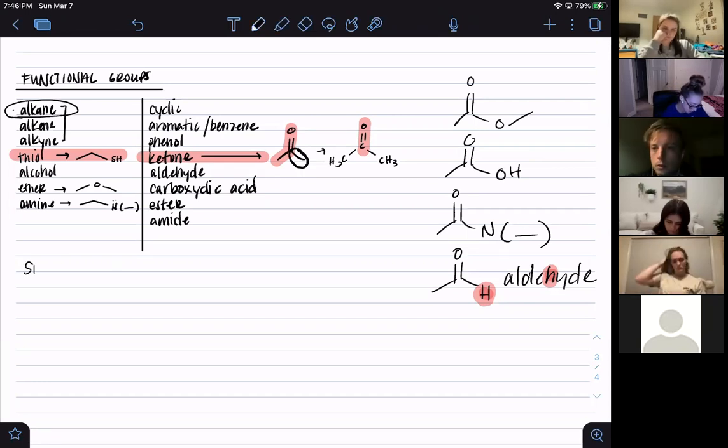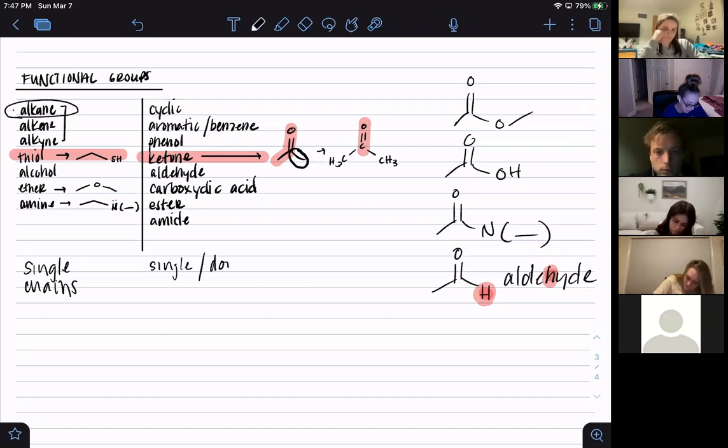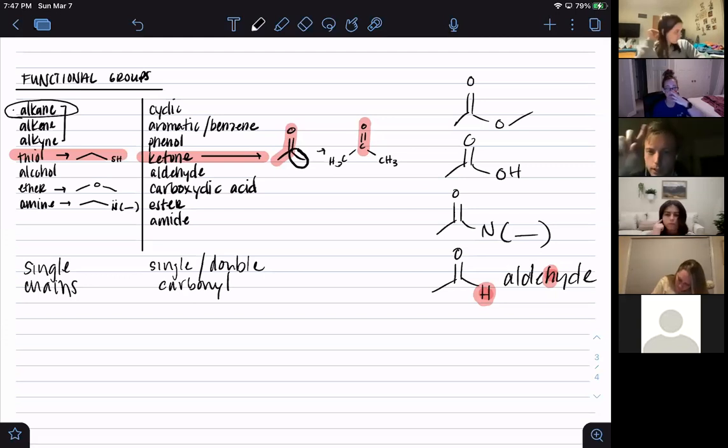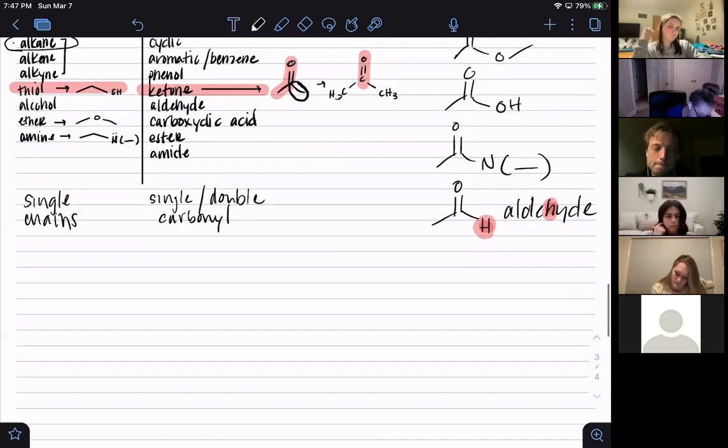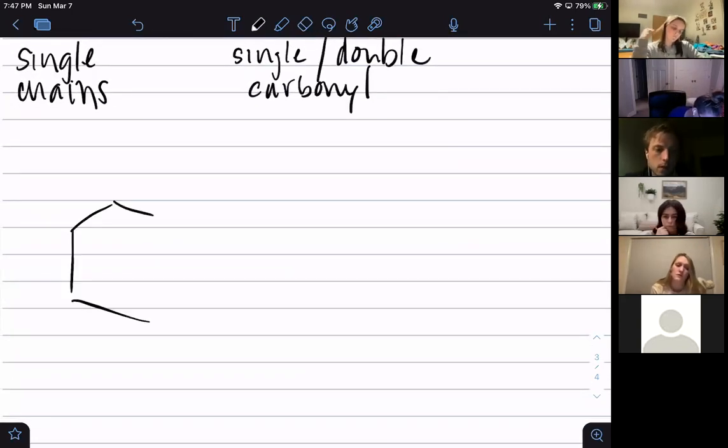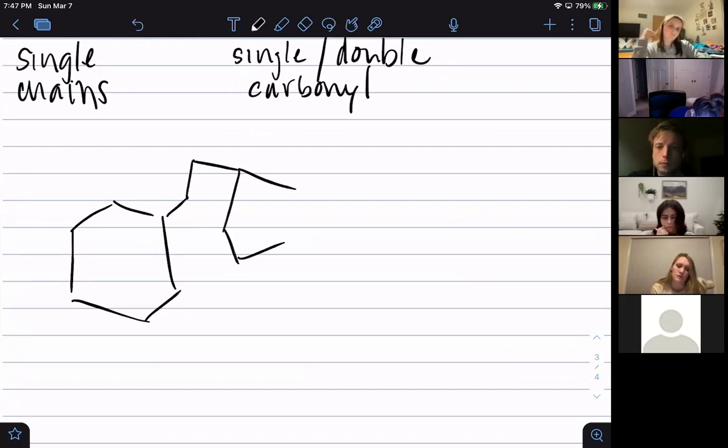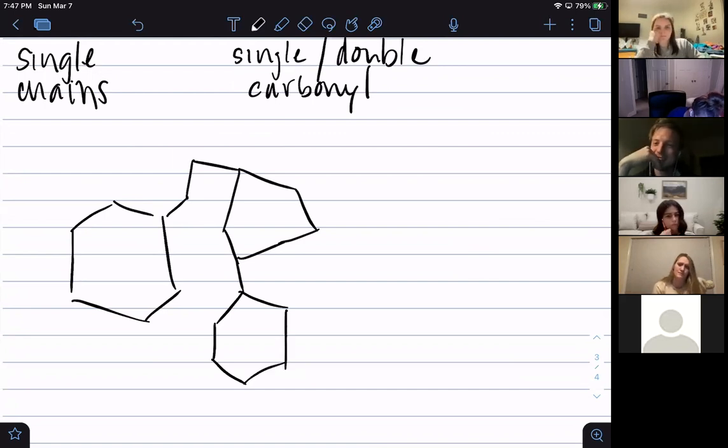Everything on this side of the list, you'll note, is single chains. Everything on this side is still single chains, but single and double because we have the carbonyl. So really it's a double. A ketone is always landlocked by carbon. Never. And I'll give you a perfect example. You're going to get something that looks disgusting like this on your exam.